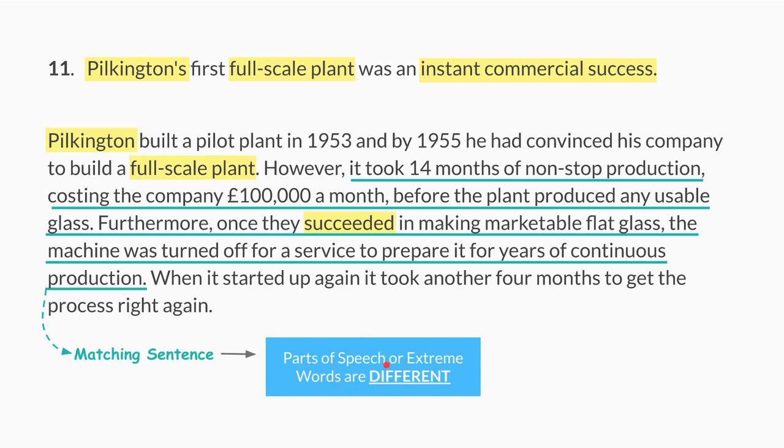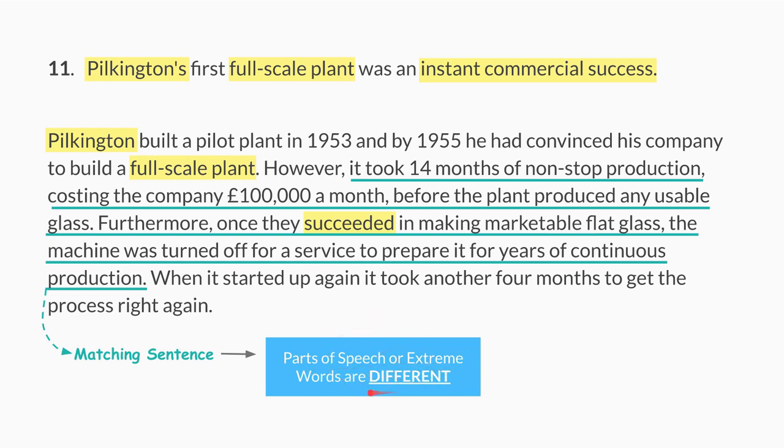So we are comparing parts of speech here. Like here it says instant success. Was it an instant success? No, it was not. It says 14 months of nonstop production. It says it was turned off. And then when they started it back up again, it took another 4 months to get the process right again. So no, this information does not match.